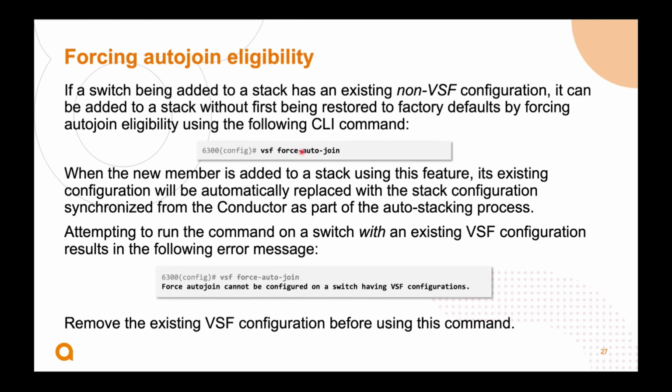The only prerequisite is that the switch cannot have an existing VSF config. It cannot have been the conductor of an existing stack. If you try to run the command on a switch that already has VSF configuration, it will throw an error message. Once you remove the existing VSF config and rerun the command, it will enable auto join. Then once you connect it to the existing stack, or if you run the command with the switch already connected, it will be detected, configured, and will automatically reboot to join the stack with the next member ID available from the conductor.